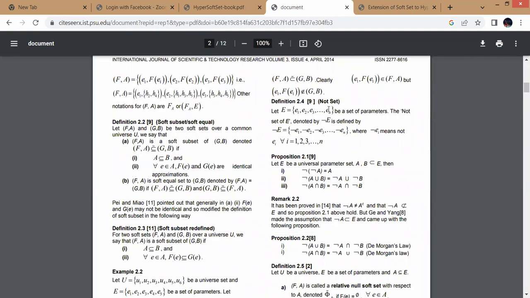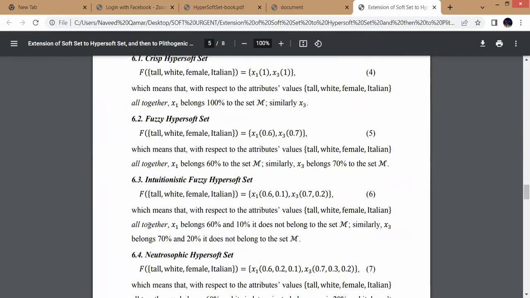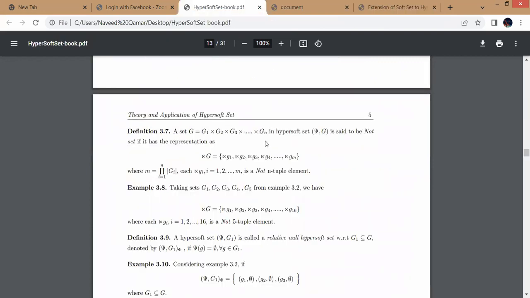This is the definition of not soft set. This is the same definition of not hypersoft set. So this will be equal to not G1, not G2, not G3, not G4. So we will write the mobiles which are not included in G. So that will become not G1, not G2, not G4 up to not GM. Similarly, taking set G1 up to G5 from example 3.6, example 3.2 related to the definition of not soft set.